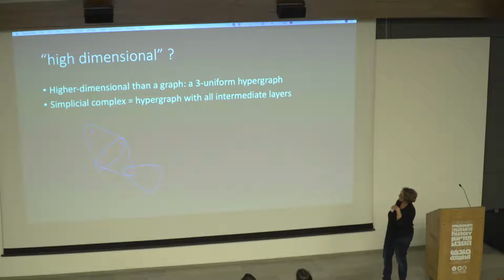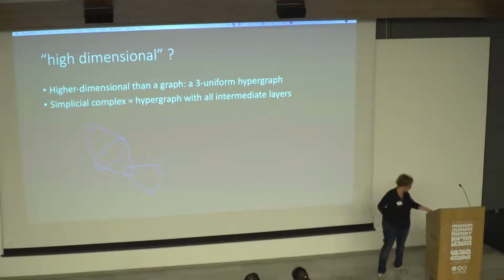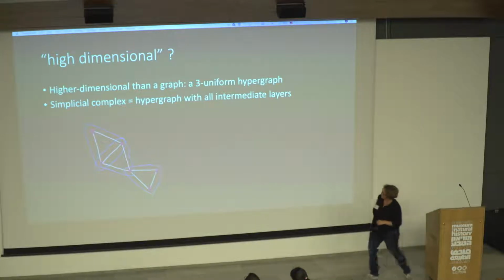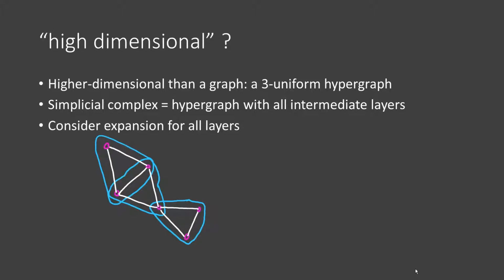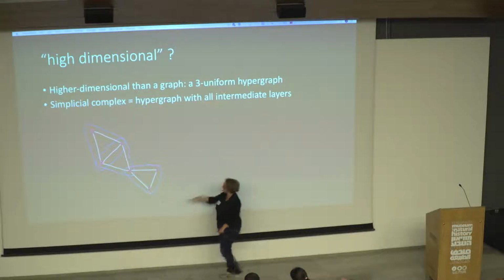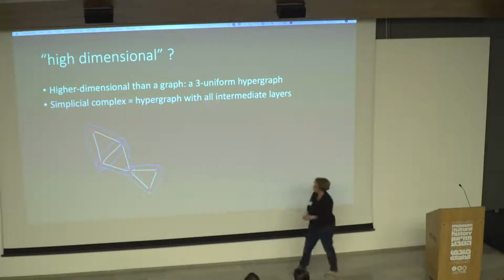You're going to look at a simplicial complex, which is a hypergraph where you also include all the subsets. So you also include the edges in this case. You see, I had here a 3 uniform hyperedge, and I added this edge, and this edge. So it's always going to be downwards closed. So that's a simplicial complex.